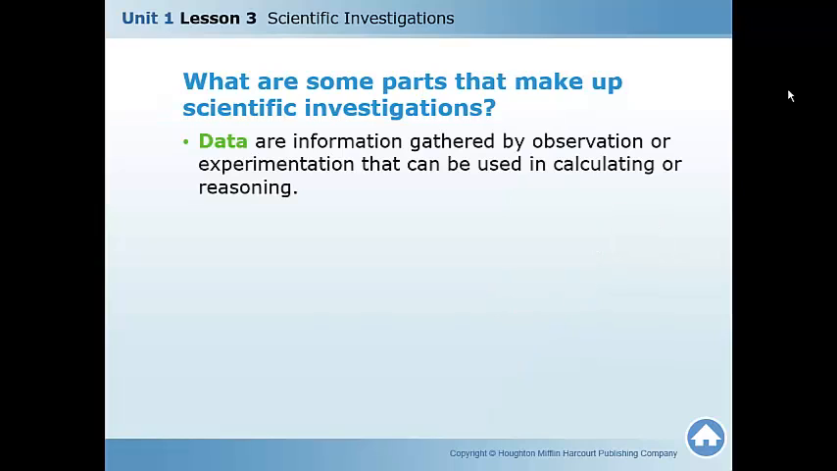Data is another part of a scientific investigation, and data is information that's gathered by observations or experimentation that can be used when you're going to calculate or you're going to write a conclusion. You're going to reason why your results turned out the way they did. That's where you need data.